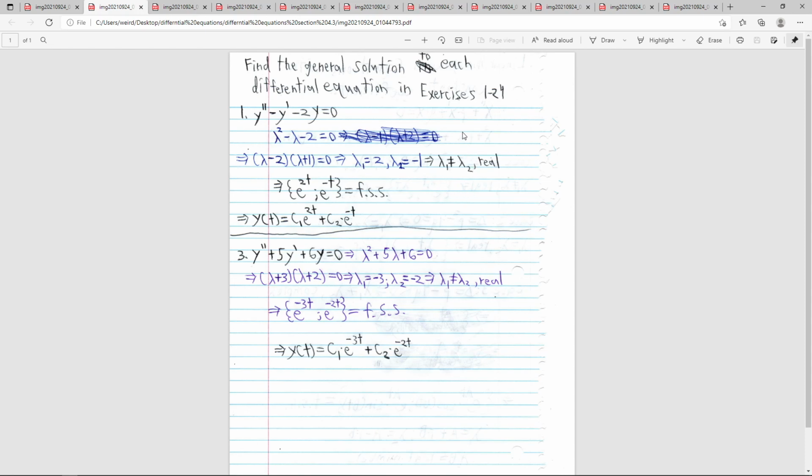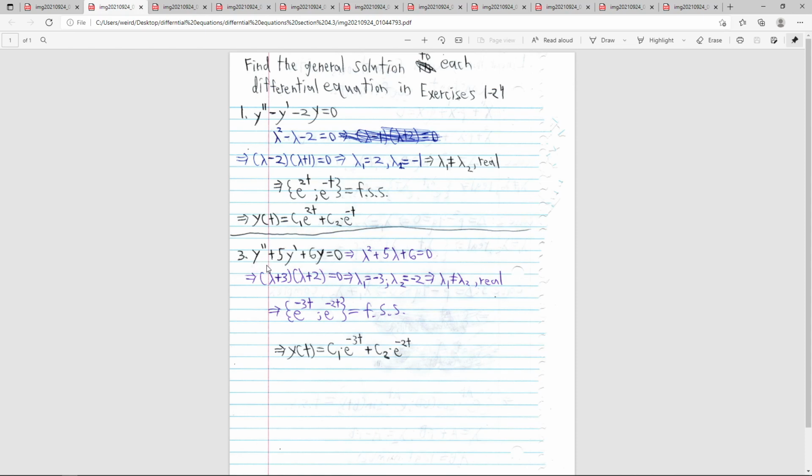So the roots are real and not equal, so a fundamental set of solutions is just e to the 2t and e to the negative t. And the solution is y at t equals c1 times e to the 2t plus c2 times e to the negative t, and c1 and c2 are distinct constants. We can't solve for them without initial conditions. So that's all, but then it continues on with more examples.